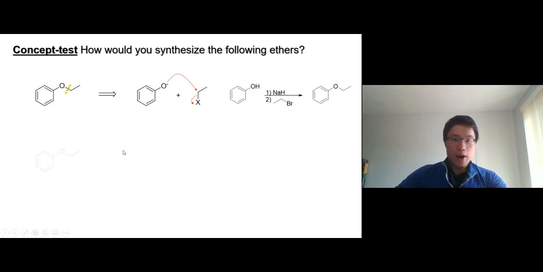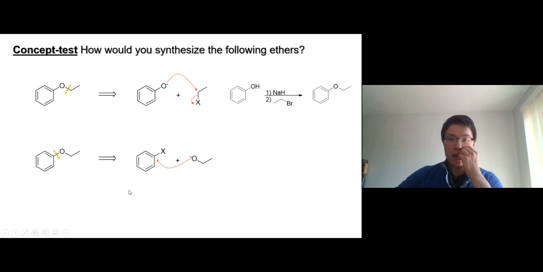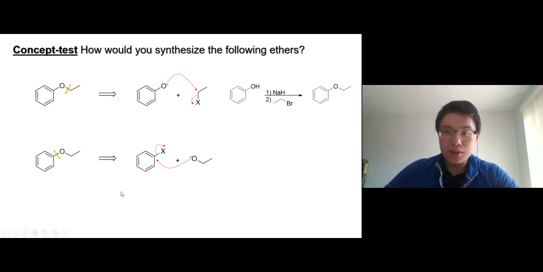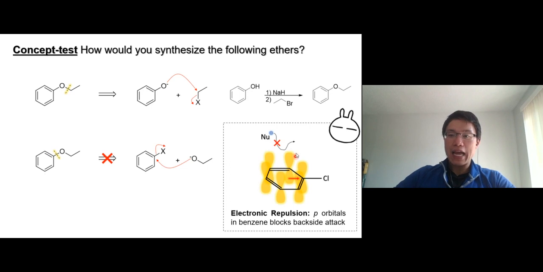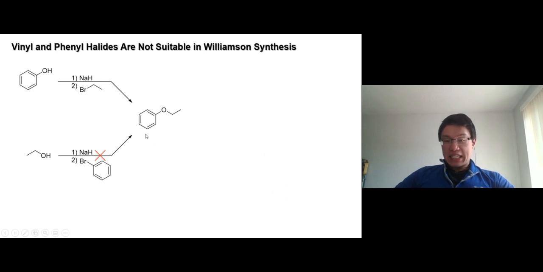Let's try another way. All right, so cut this bond. In this case, you're going to have an ethanol attack the benzene ring. Look something like that. Is this going to work? No, you cannot attack on the benzene ring. If you remember, there is a high electron density inside the ring. The backside attack has to go, like the nucleophile has to go inside the ring and attack right there. So that's not going to be possible. Too high electron density, they repel. Okay. All right. Benzene doesn't work either. So tertiary doesn't work. Benzene doesn't work.